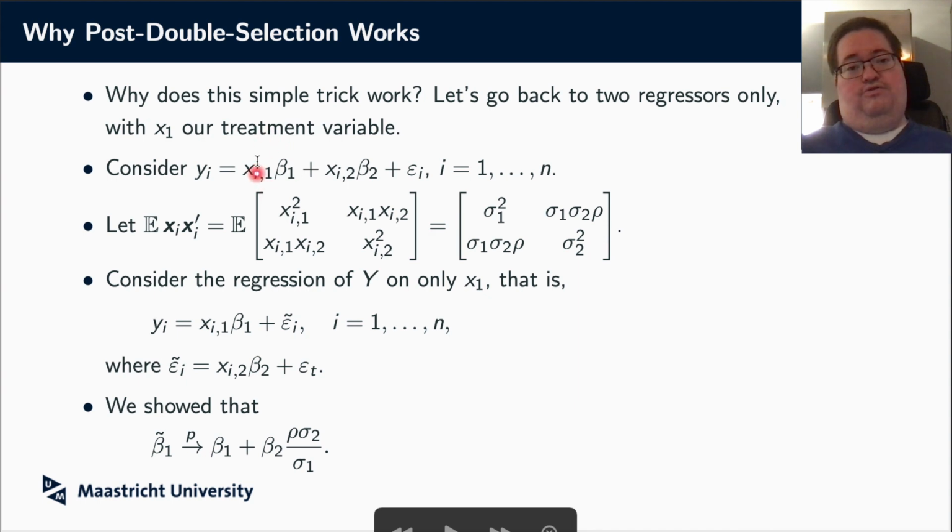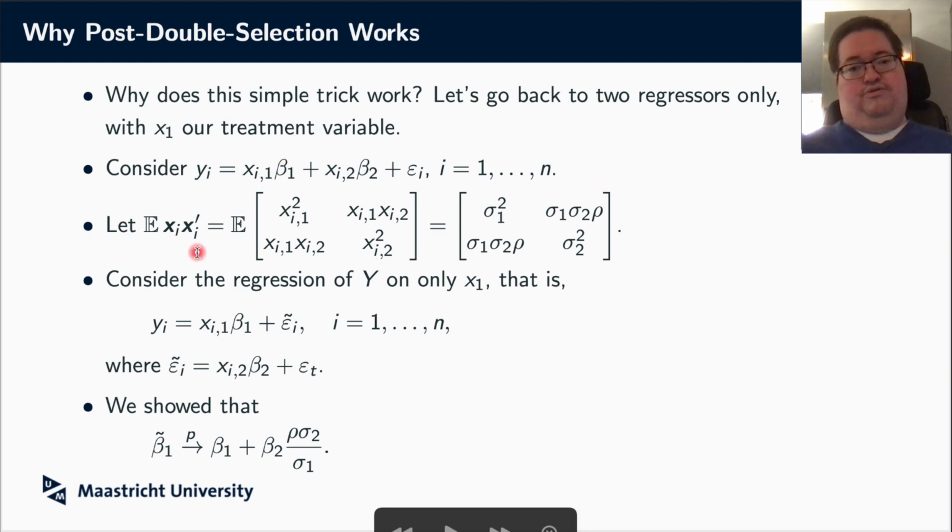Now x1, the first one, is going to be the variable of interest, say our treatment variable, and x2 is going to be a control variable that we don't know if we should include or not. So this is essentially the case that I looked at last week when I explained the problems with omitted variable bias and how this affects the properties of model selection.